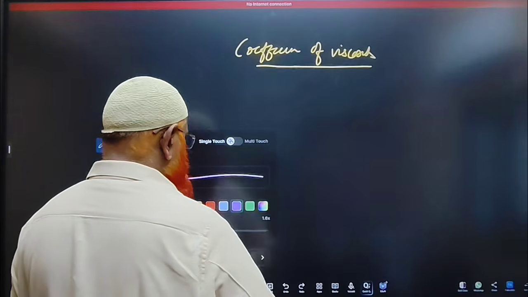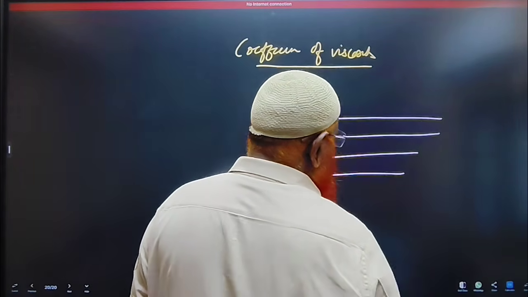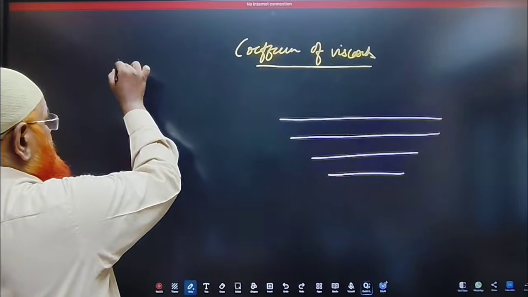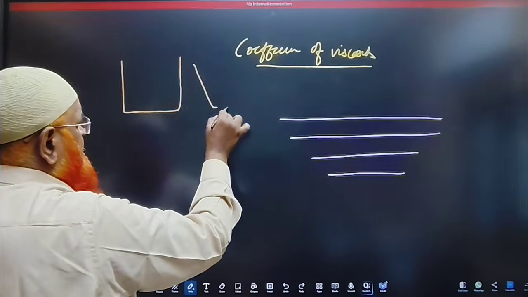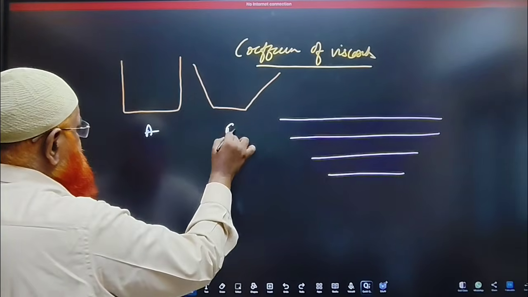Okay, see fluids. For example, this is a canal. Fluid flows in the form of layers. See, have you seen the shape of a canal? Can you tell me what is the shape of a canal? Either it is A or B.